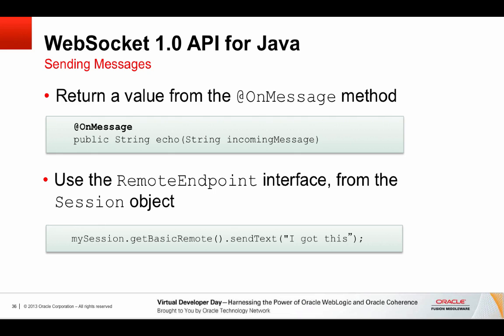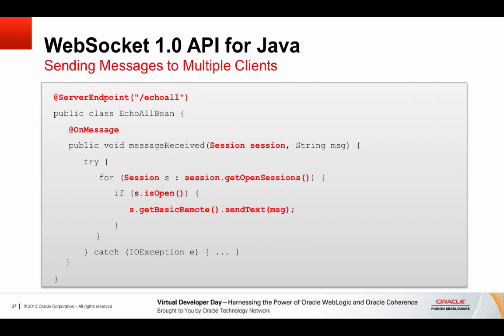To send messages, again, there's really a couple of options here. I can either return a value from the OnMessage method that's called, or I can programmatically use the remote endpoint interface that we get from the WebSocket session that's established to get a connection endpoint to the client and issue a sendText, sendBinary, send, etc. method to send the data back to the connected client.